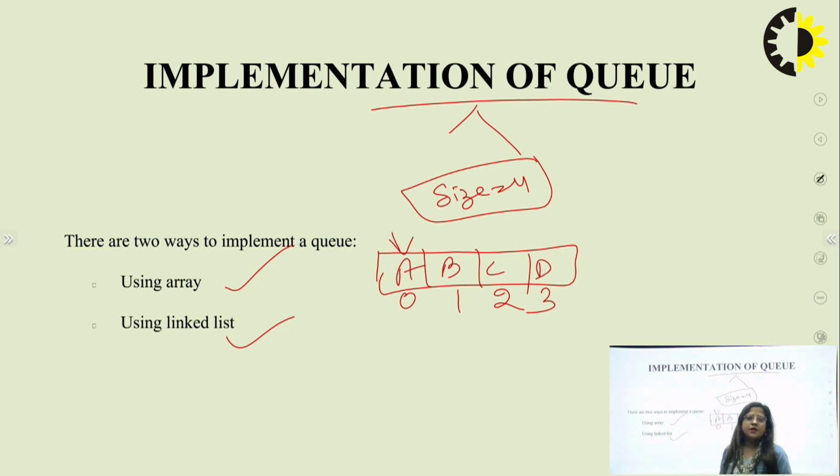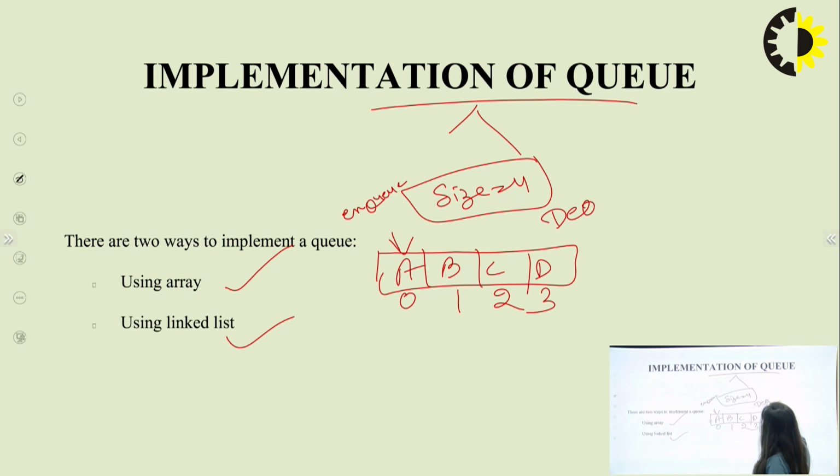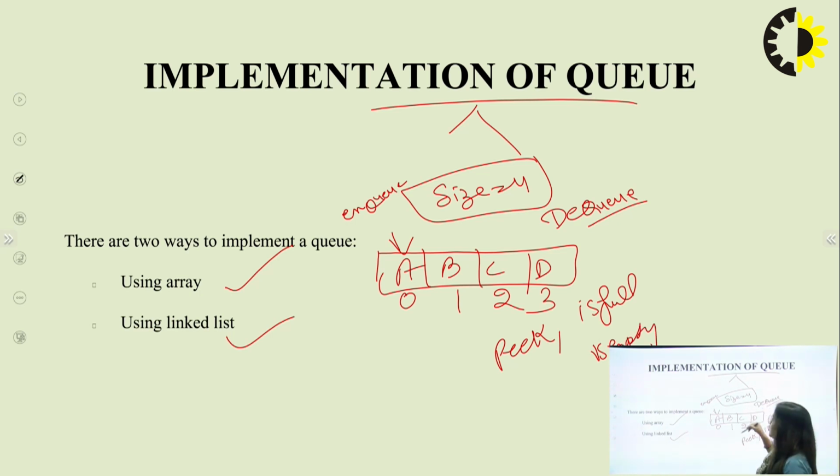Now all operations apply on this: enqueue, dequeue, peek, is full, is empty. These are all operations applied using an array.